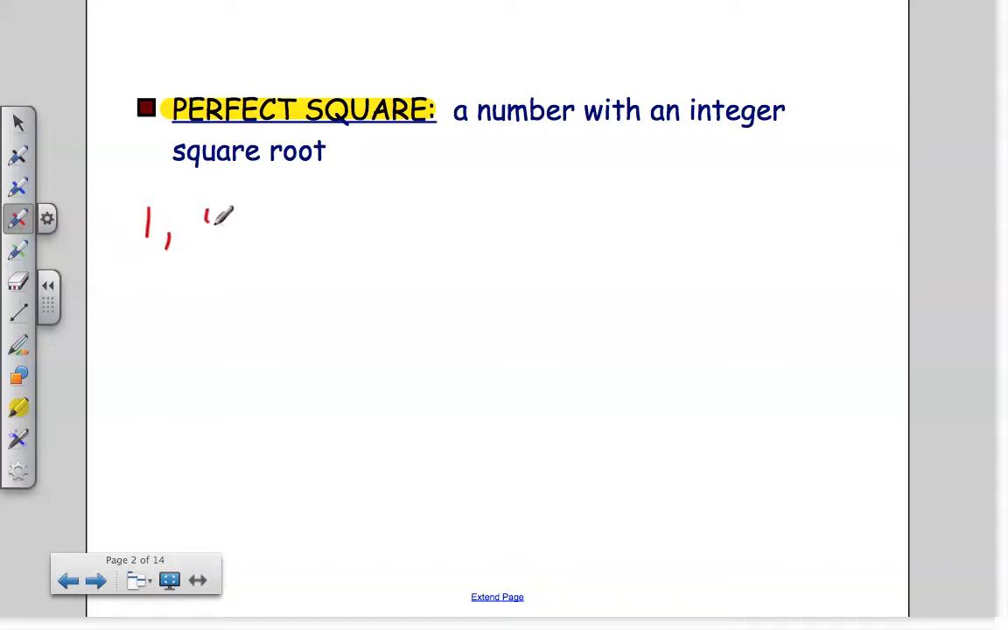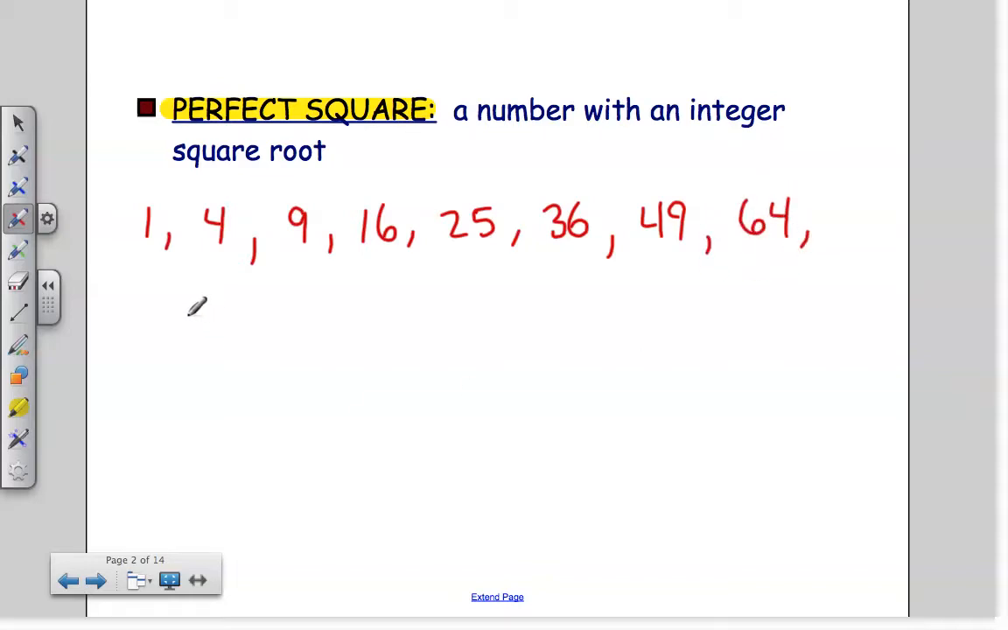Starting with the number 1 is technically a perfect square because the square root of 1 is 1, and 4 is a perfect square because its square root is 2. Then 9 is a perfect square, its square root is 3. 4 squared is 16. 5 squared is 25. 36, perfect square because the square root is 6. 49, perfect square because its square root is 7. 8 squared is 64. 9 squared is 81. 100 is the next perfect square. Its square root is 10.